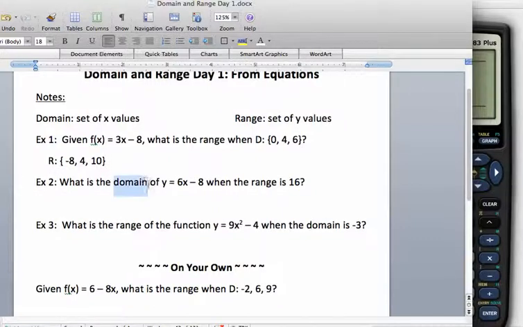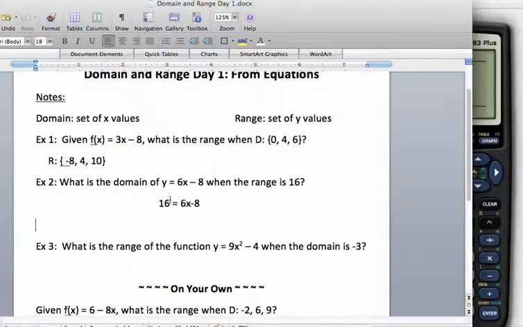What is the domain, so what's the x value, of y equals 6x minus 8 when the range is 16? So now they're saying that the y value is 16. What's the x value? You technically can do this in the calculator for some of them, but for other ones, sometimes you can't. So I'm going to do it all for you by hand. So instead of y, we know that y is the range, right? And it says the range is 16. So I'm going to replace the y with 16, and then put equals, and then rewrite 6x minus 8.